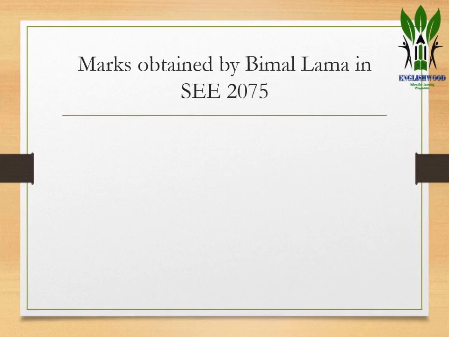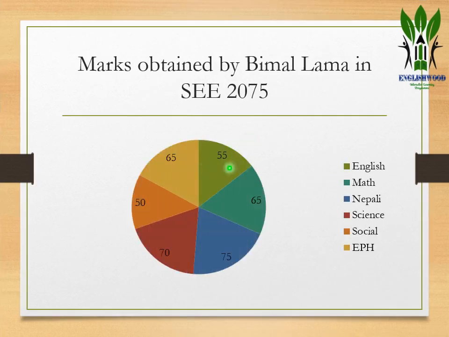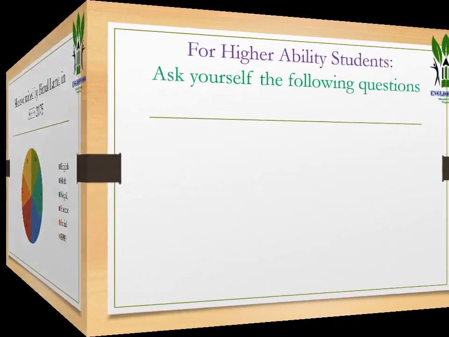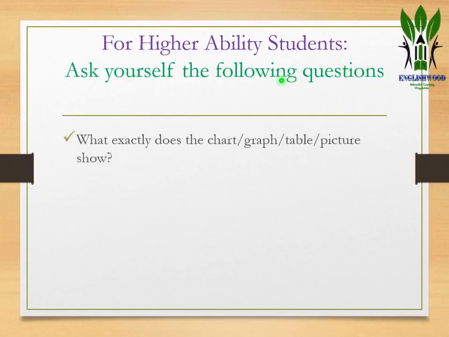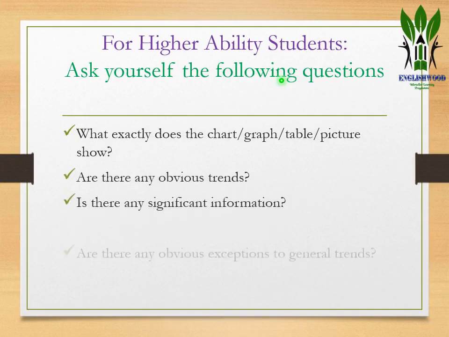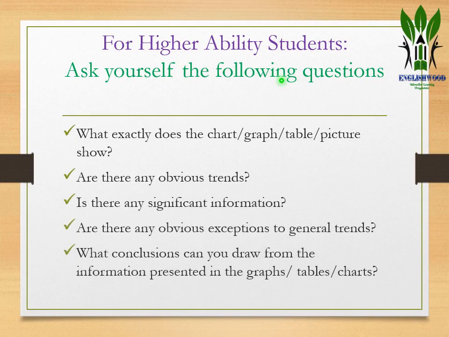In 2075, you have to compare. This pie chart shows the marks obtained by Bimal Lama in the result of 2000. Like that, you practice yourself. So that's for everyone also. But if you want to practice more about how to write a very nice interpretation, then you can try this one.